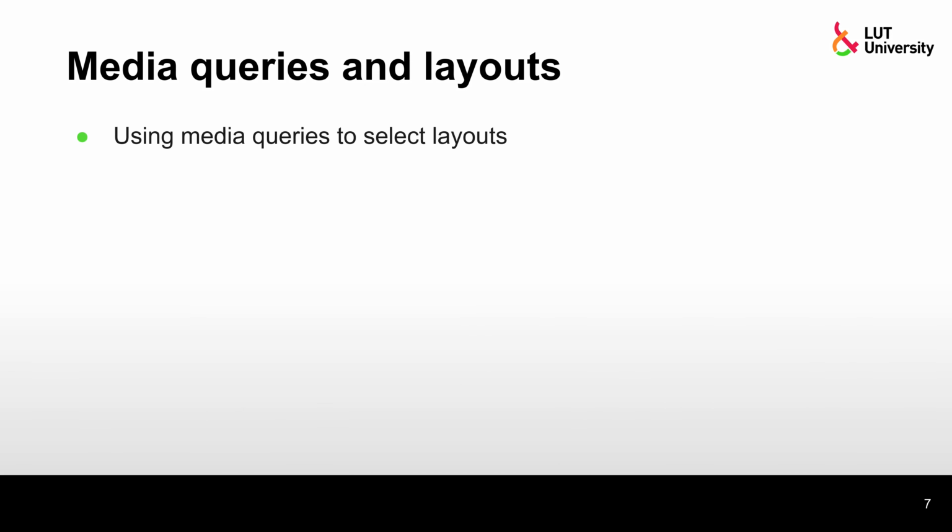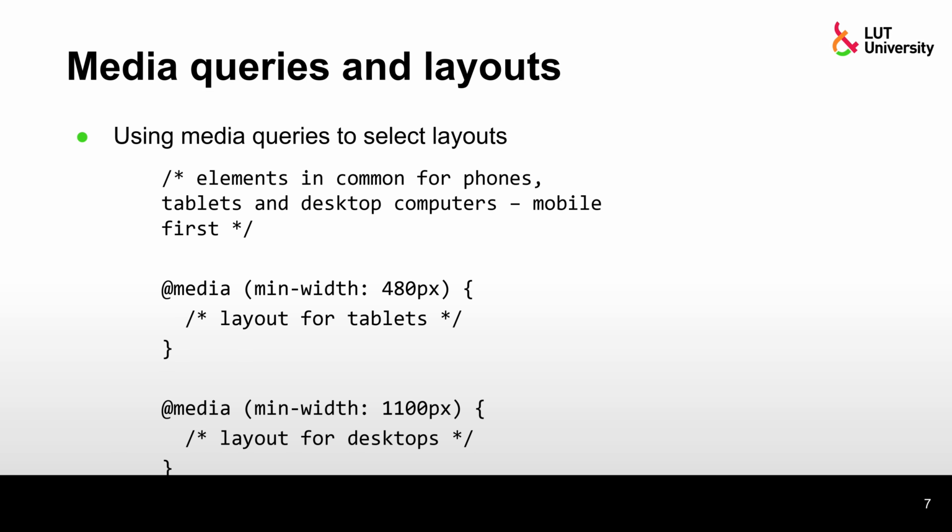Media queries and layouts. So use media queries to select layouts, and you can do it easily with this mobile first approach. So mostly the web is read with mobile devices. So first we are designing the elements that are common for phones, tablets and desktop computers. So these are common for every device, which means that the fonts and colors can be designed here in the beginning. And then we are making a media query if the min width is 480 pixels. Then we are working with the tablet layout.